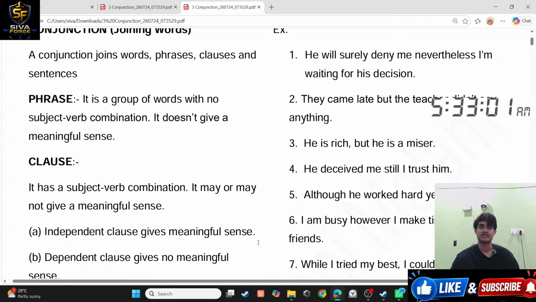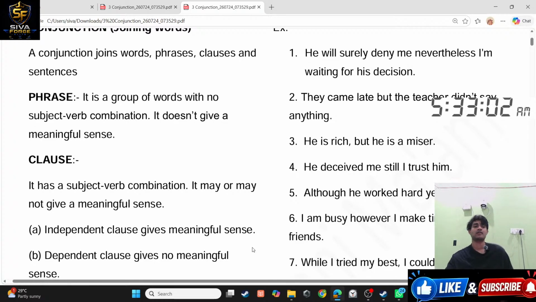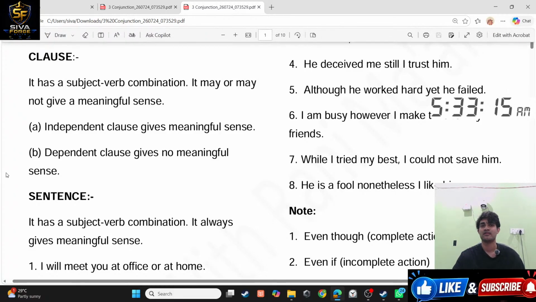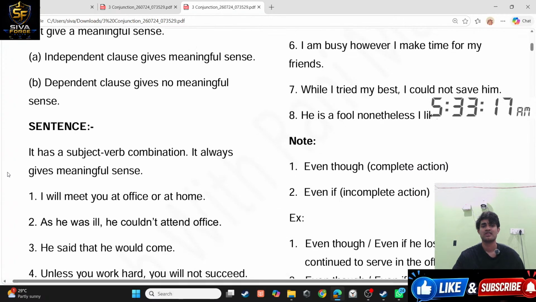A phrase doesn't have sense. Next, there are different types of clauses: independent clauses and dependent clauses. Independent clauses give meaningful sense, and dependent clauses don't give meaningful sense. Now, a sentence has both a subject-verb combination and an object also. It always gives meaningful things.